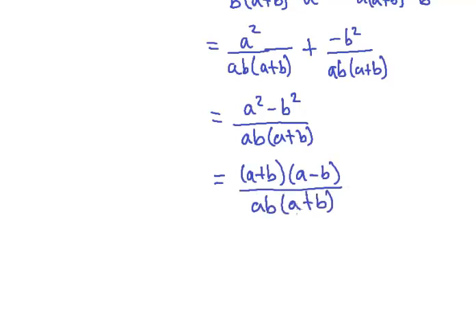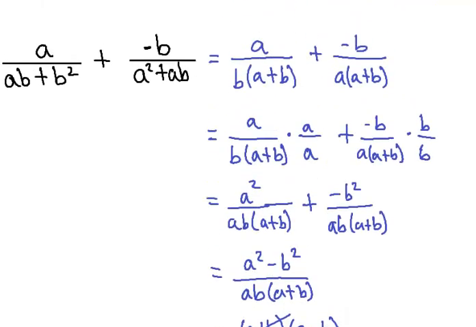You can tell that a plus b is repeating, so we're going to cancel that, and we just copy what is left, a minus b over ab. And that's it. We simplified already, so that will be the answer for this exercise. Notice how we have to do several steps in order to do these exercises.